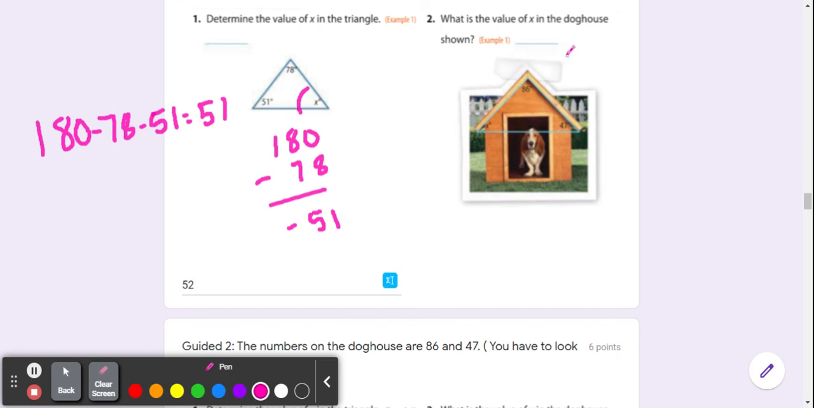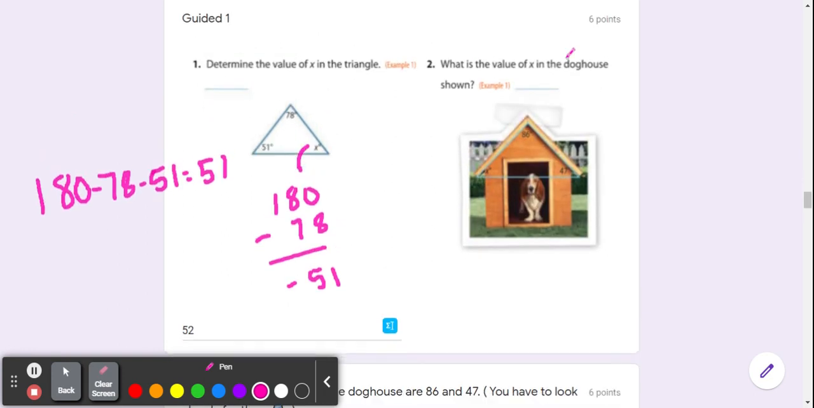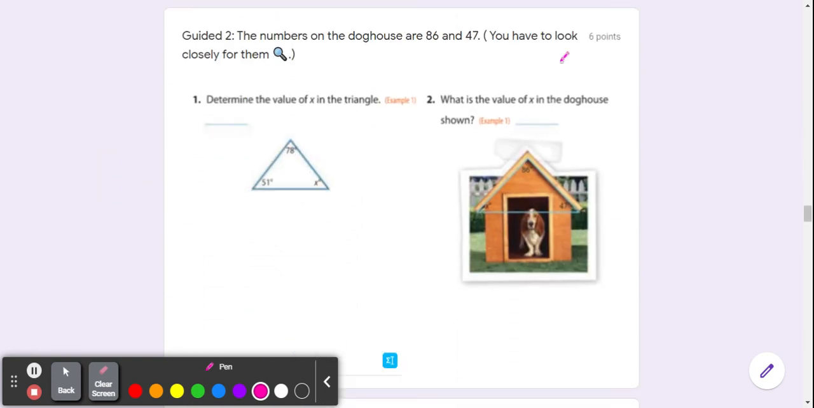What is the value of x in the doghouse shown? And actually, the numbers are kind of hard to see. They're an 86 and a 47. They're right here. 86 and a 47. What is the value of x in the doghouse?